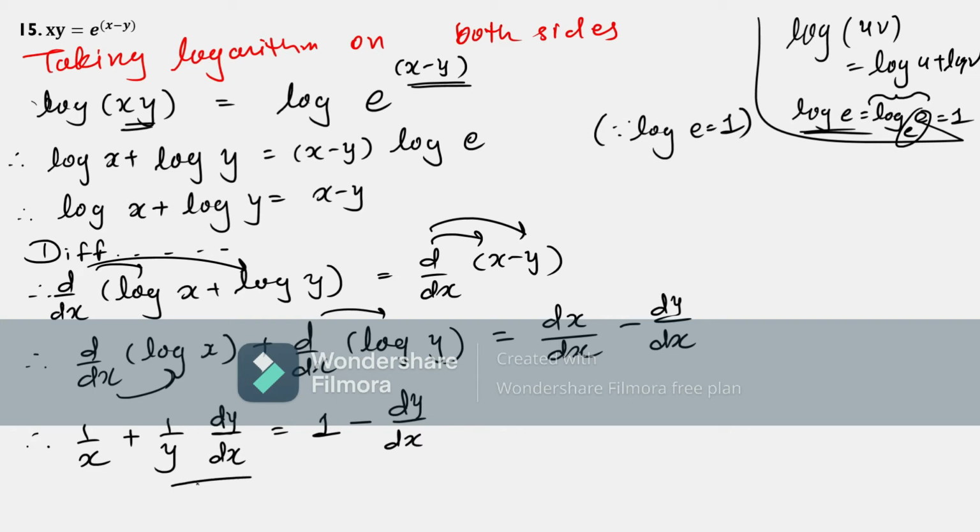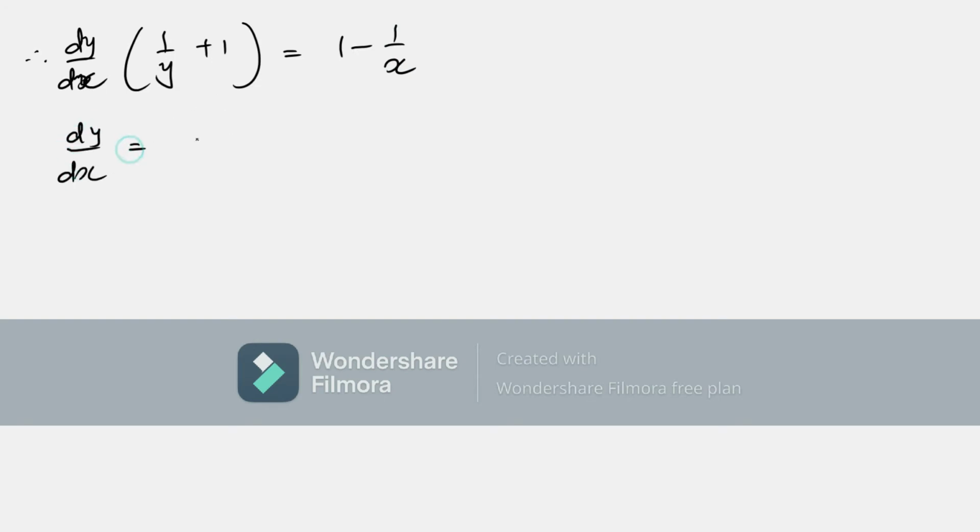Again you can see dy by dx, we have two terms. Let us take this dy by dx on the left hand side, and this 1 by x will go that side, and I am getting dy by dx times 1 by y plus 1 is equal to 1 minus 1 by x, making dy by dx the subject. This bracket goes in denominator.